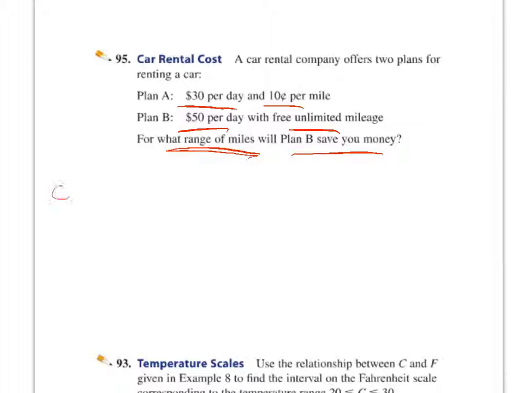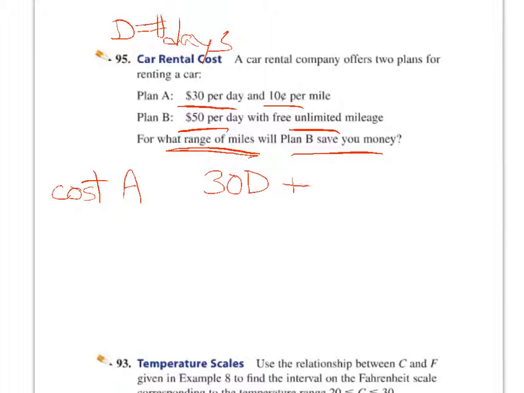So let's think about this. The cost for Plan A is going to be 30 times the number of days. Let's let D be the number of days. Okay. But we also have to add 10 cents per mile, since that's got to be in dollars, because 30 is in dollars. So that's 0.1 M, where M is the number of miles. So I like to identify my variables and let everybody know what they stand for. So that's the cost for A.